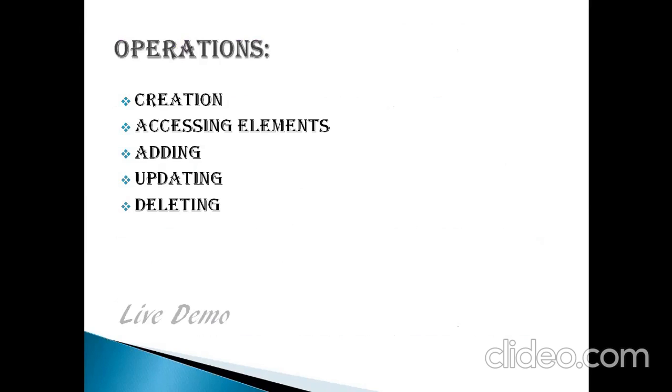like it may be a string, it may be a number, it may be a tuple. What are the basic operations we can perform over a dictionary? So we can create the dictionary, we can display elements of a dictionary, we can access the elements, we can add contents, we can update the already existing contents of a dictionary, we can delete the contents.